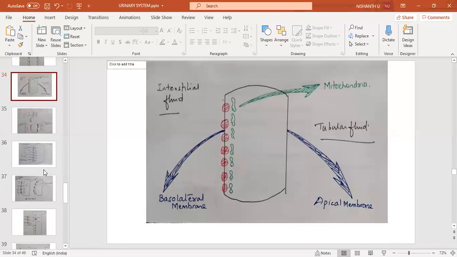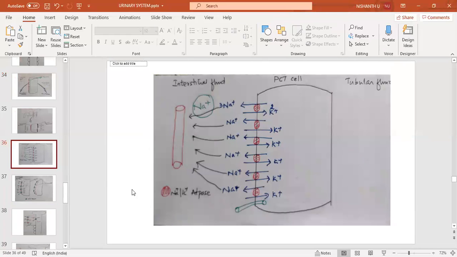Okay. Now, the problem starts for you. You observe this diagram. In this diagram, you can see that this side is the tubular fluid. This is the proximal convoluted tubule, one single cell. And then this one, again and again, I will not repeat. This is the apical membrane, and this is the basal membrane.